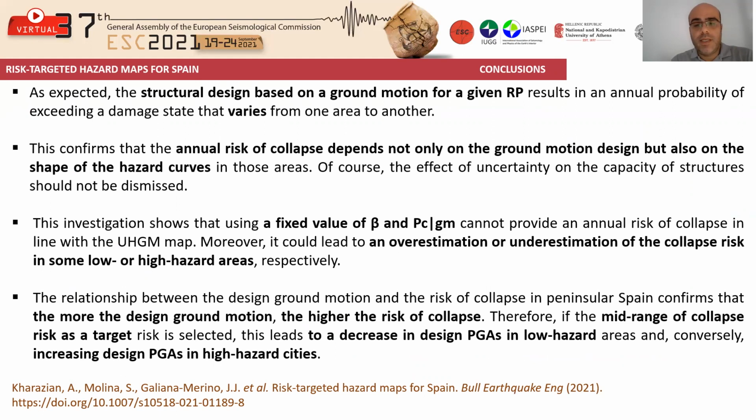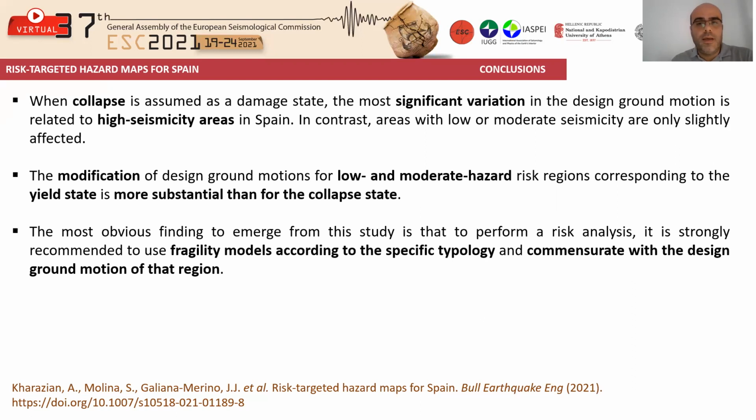And from the results it can be said that the more the design ground motion, the higher the risk of collapse. Therefore, if the mid-range of collapse risk as a target risk is selected, this leads to a decrease in design PGAs in low hazard areas. For collapse as a damage state, the most significant variation in the design ground motion is related to high seismicity areas in Spain, and the modification of design ground motions for low and moderate hazard regions corresponding to the yield state is more significant than for the collapse state.